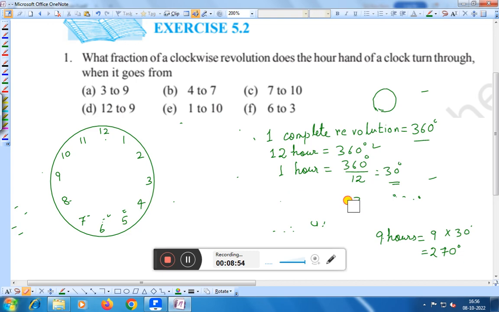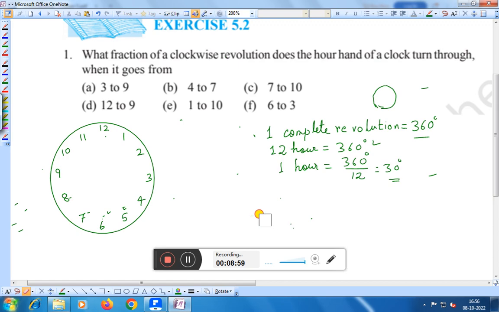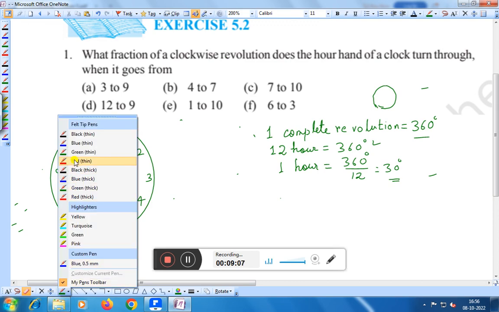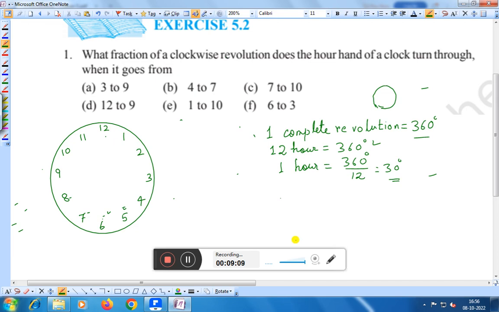Now we'll discuss question number E and F. Let us take this one. This is the center of the clock. And 1 to 10. Here, this is 1 and this is 10. Right?